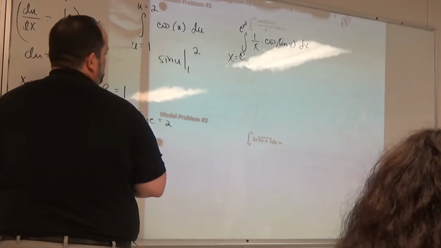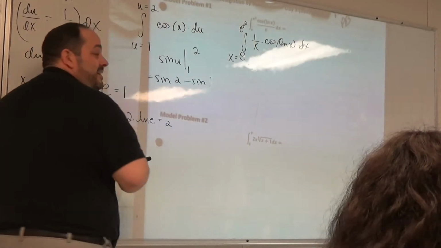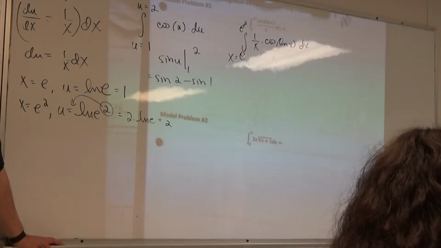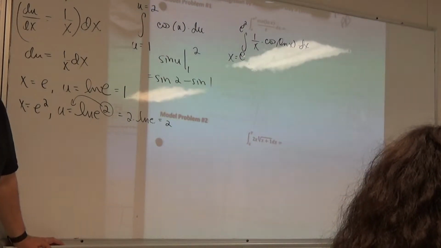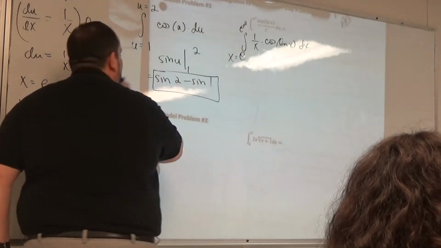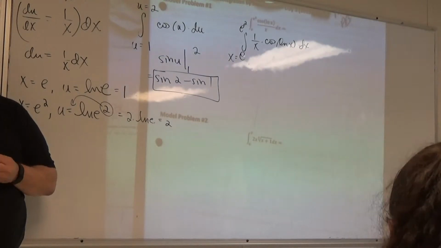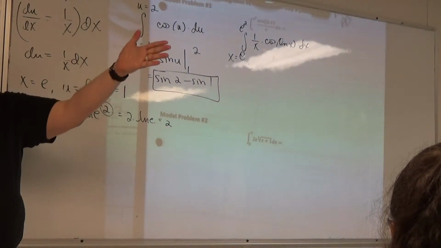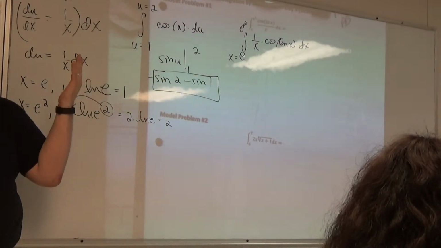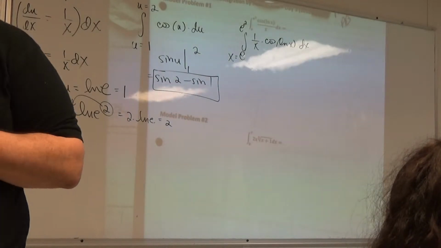Now evaluate from 1 to 2. Sine of 2 minus sine of 1. Don't try to simplify it. Don't make up some trig identity that doesn't exist. Don't call it sine of 1. Just leave it and move on. What about the du? What about the du? Such a good, honestly good question. What about the du? It went away.